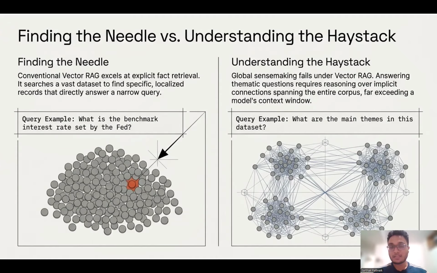Now, if you look at the mechanism of a simple vector RAG, we have a gigantic corpus of information. The utility of RAG is that when we ask a very particular question, it retrieves a specific chunk from the vector database, it summarizes the query, and it gives us the result. So it is very good at answering specific questions from a very large data corpus.